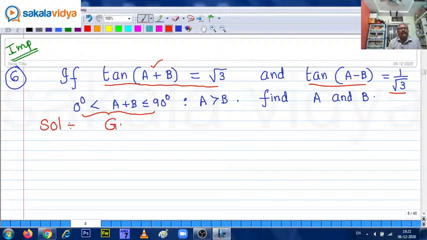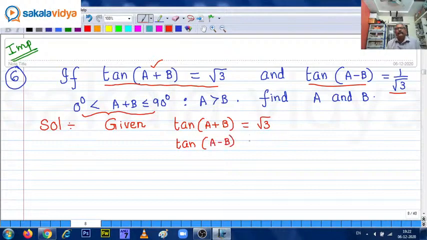Solution: write down the given data. The given data is very important while writing in the board examinations. You may be awarded marks for the given data also. So given tan of a plus b equals root 3, and next tan of a minus b equals 1 upon root 3. This is the given data.